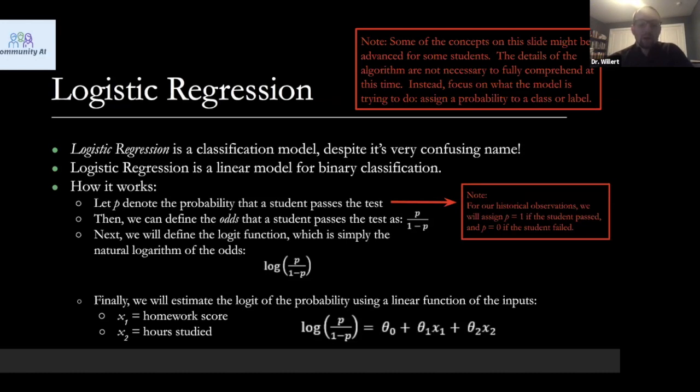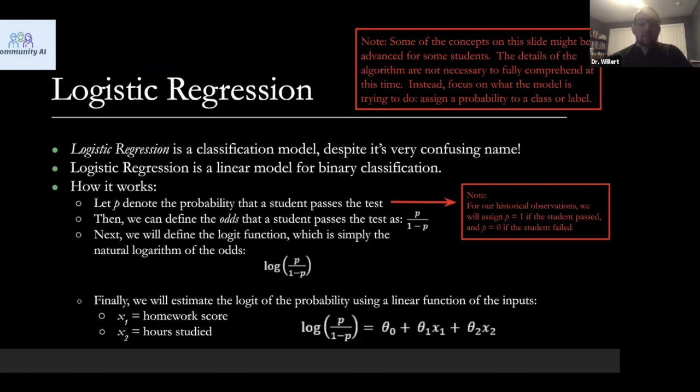Here, when I write log, it actually refers to the natural logarithm. In your math classes, you might have referred to the natural logarithm using ln. However, in a lot of machine learning applications, you'll see it written as log. So I wanted to keep the notation similar to most machine learning textbooks.